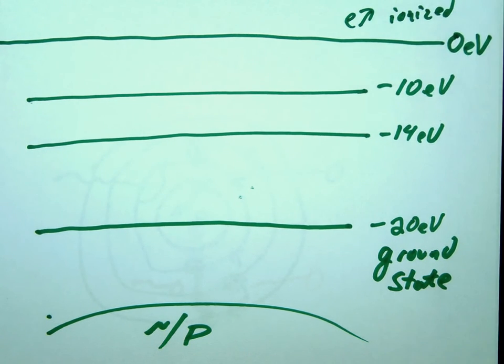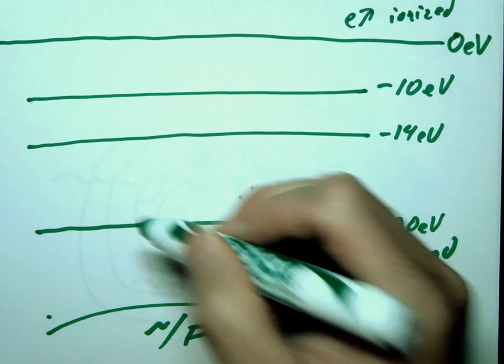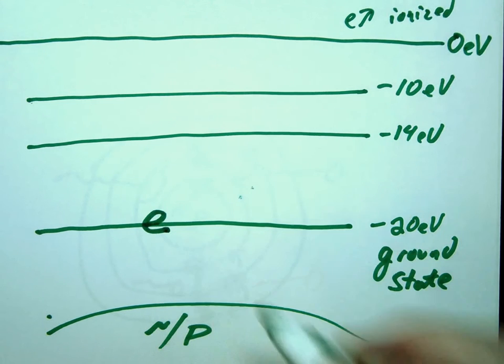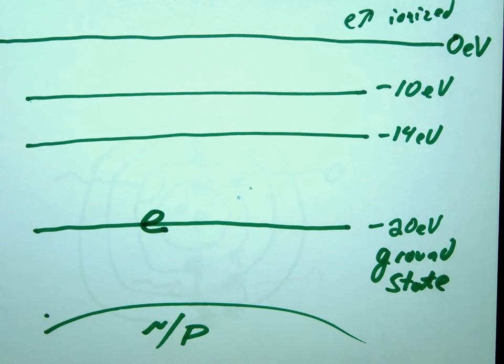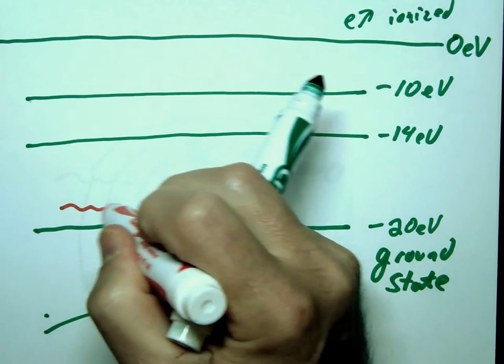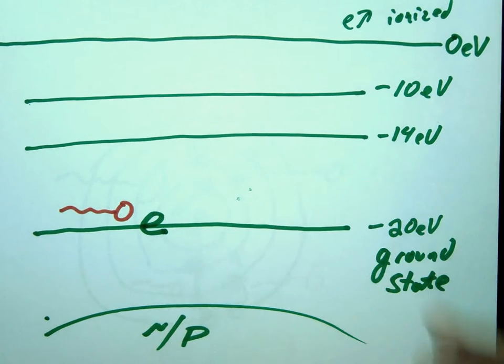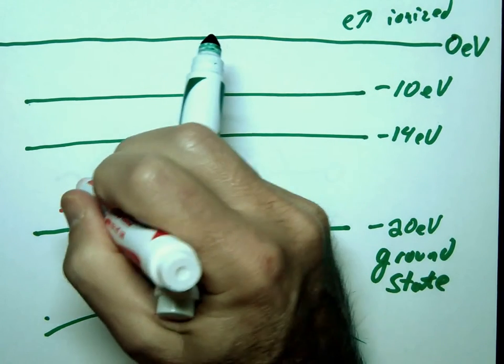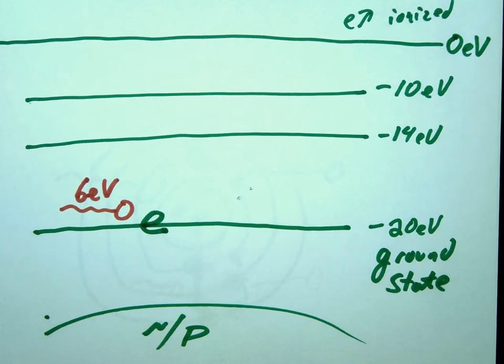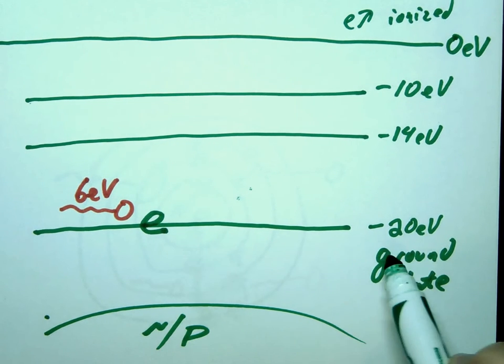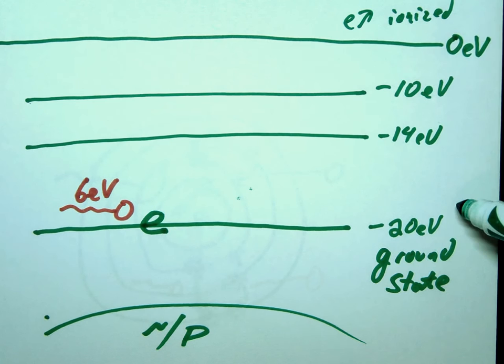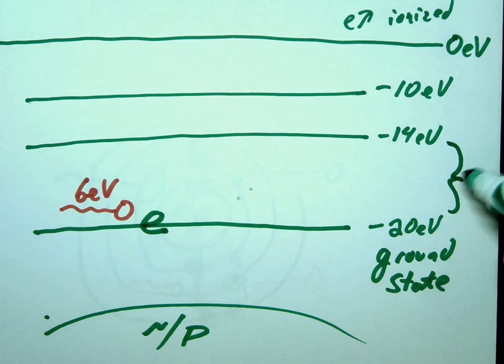So it's been liberated from the atom in that case. All right, so let's just do a simple concept here. If I send a photon in here, let's say this photon happens to be exactly 6 electron volts. Now this is at the negative 20 state. To go up here, the difference between these 2 states is 6, right?